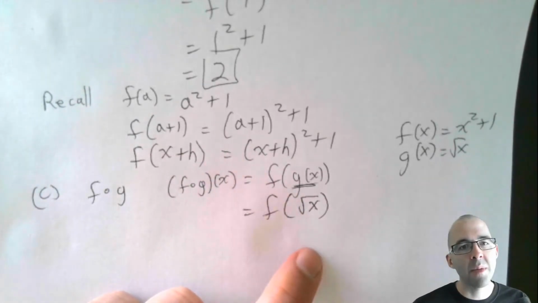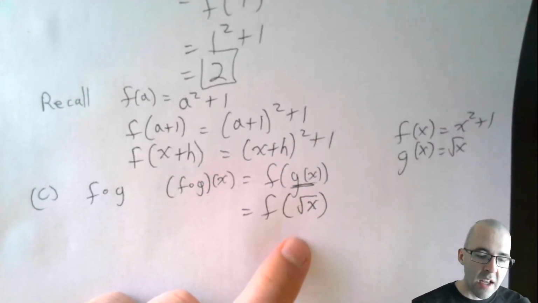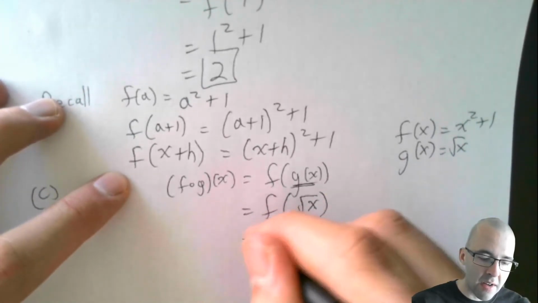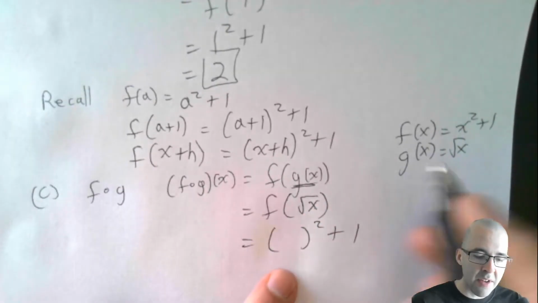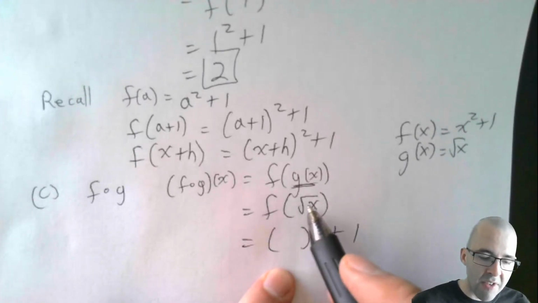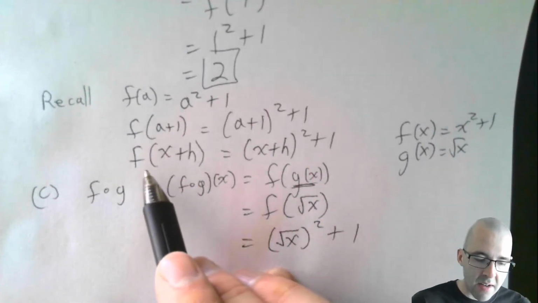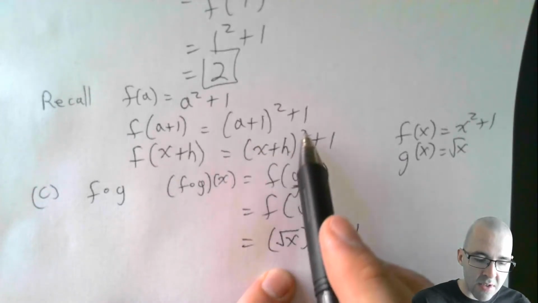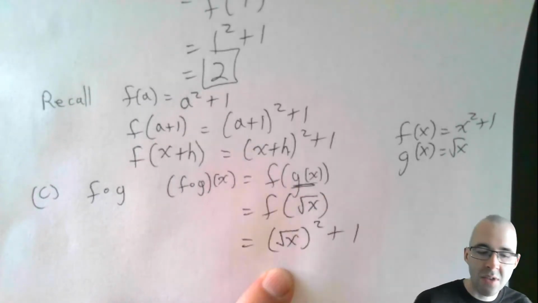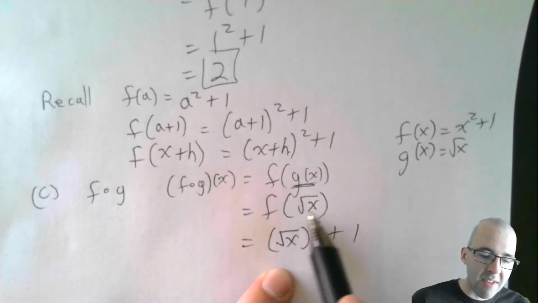Now here's the big step that can get you. Just like in these things we've done before, we need to now plug this into f. f is something squared plus 1. That's what the function f is, something squared plus 1. But we don't have f of x over here. We have f of the square root of x. So instead of writing x, we plug in the square root of x. Just like up here, instead of x, we had x plus h squared. Instead of x, we had a plus 1 squared. Instead of x, we had a squared. You just replace all of the x's with whatever you have on the inside of this f.